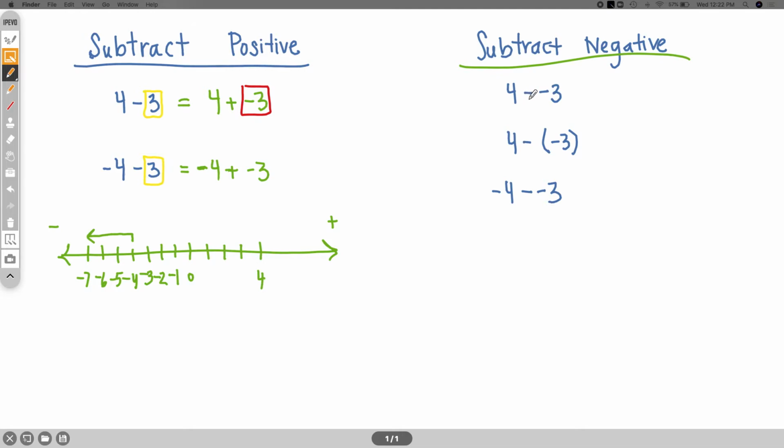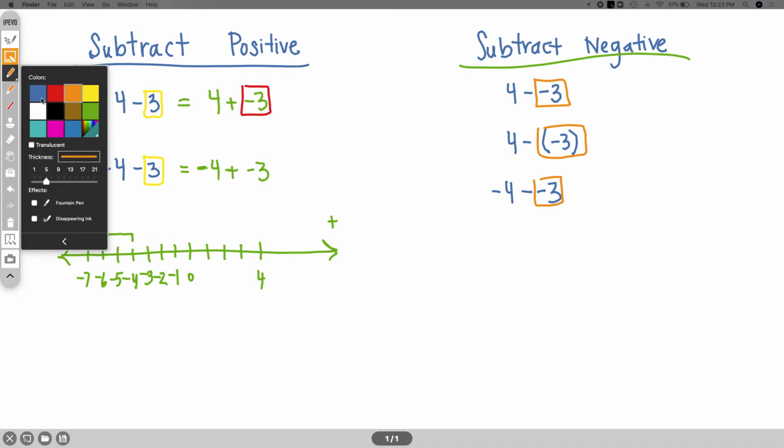I have minus, which is subtraction, this negative 3. Minus negative 3 here. Minus negative 3, right? So I'm subtracting a negative here. So that's this case. What does this case look like? Well, it turns out, if you have two minuses next to each other like that, that's just going to be a plus.